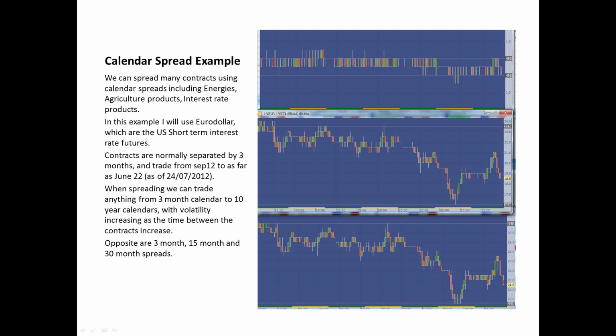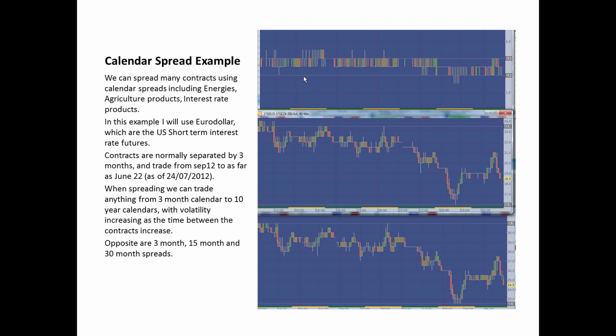This first spread is a 3-month calendar. You can see this is on a 60-minute chart, and it's been in a range of 1 tick, between 2 and 3, and as you can see it's very stable, especially in the current interest rate environment where nothing is really happening with rates. It hasn't moved much and it's very, very stable.